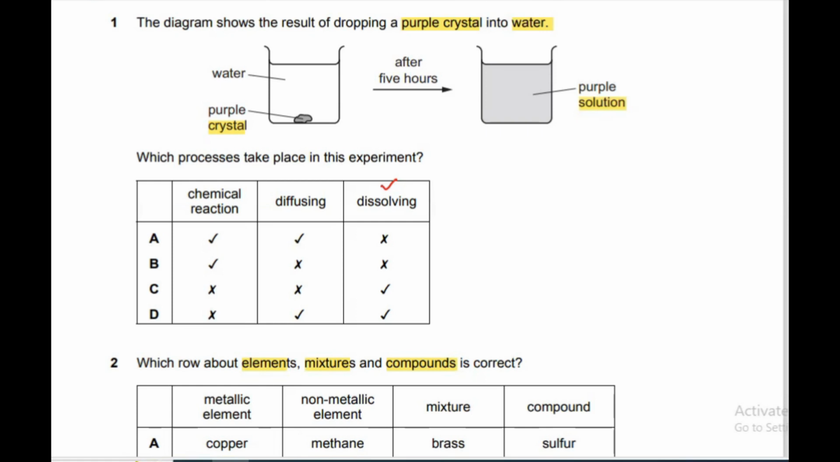So you can eliminate A and B, because these options show that there's no dissolving. Dissolving is there. The purple crystal dissolves in water to give a purple solution. So you can eliminate A and B. The second thing is diffusion. Yes, the solid diffuses into the liquid to get a purple solution. So you can eliminate C as well.